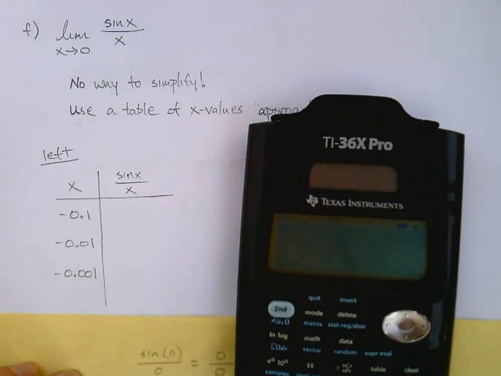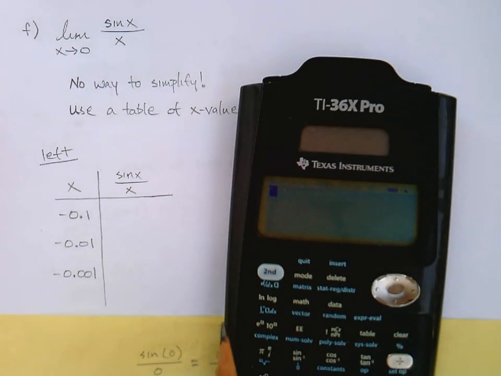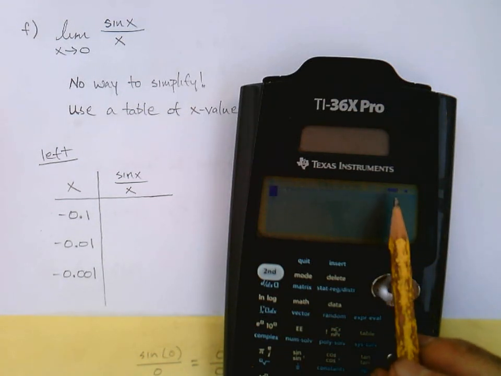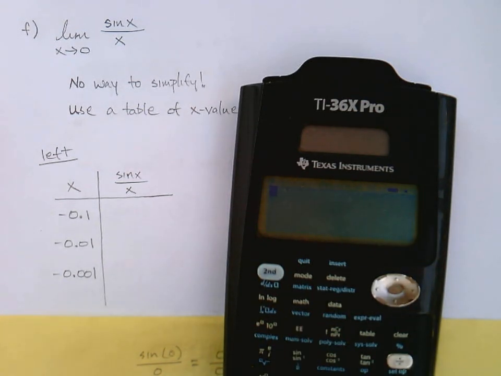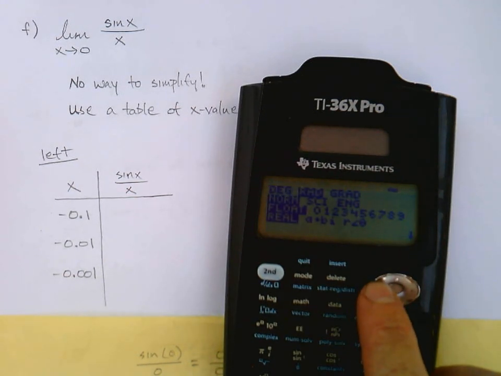I don't know how well this is going to show up. Be sure you're in radians. These are all radians. They're not degrees. Okay, so I'm in radians. I don't know if you can see that. If you're using a TI, it's under mode. You can switch from degrees as the default over to radians there.